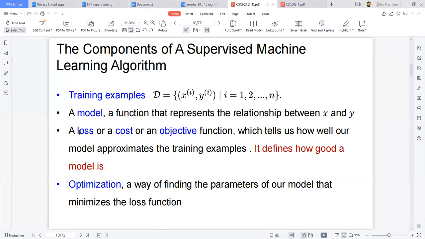So whatever the loss we have found here, we have to minimize that loss. How we can minimize the loss in the model? We will apply some optimizer. By using optimization, we will use maybe gradient descent or something.